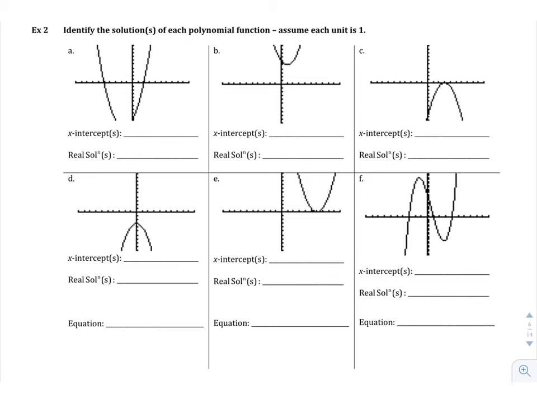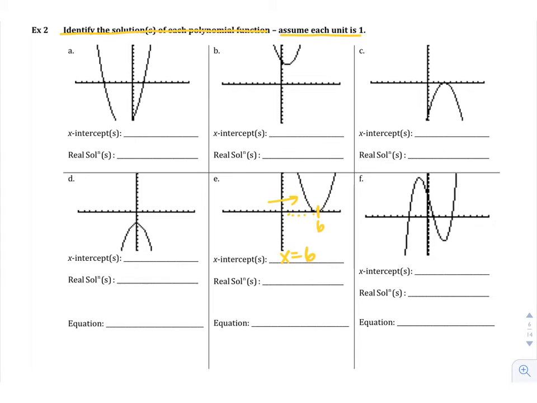Here's your check for understanding on the first concept. It says identify the solutions of each polynomial function. Assume each unit is 1. I'm going to do one with us, letter E. I see a parabola, which tells me I should have a quadratic. My x-intercept, 1, 2, 3, 4, 5, I think it's a 6 we can go with. My x-intercept is 6.